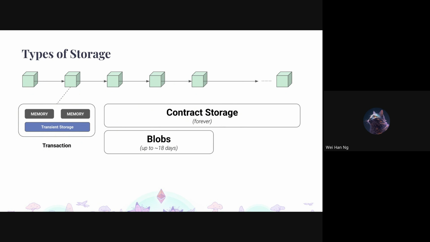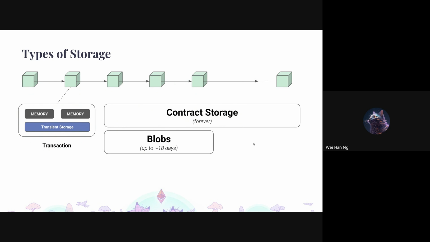So you have the memory that is scoped per call frame, and then you have the transient storage, which is scoped per transaction. And then you have the contract storage, which is what we are very familiar with, which persists forever, or at least until a state expiry scheme is live in protocol. Then you also have blobs, which persist up to around 18 days. But the thing about blobs is that the EVM cannot access it, or it cannot read or write to it. So it's not very useful from the EVM perspective.